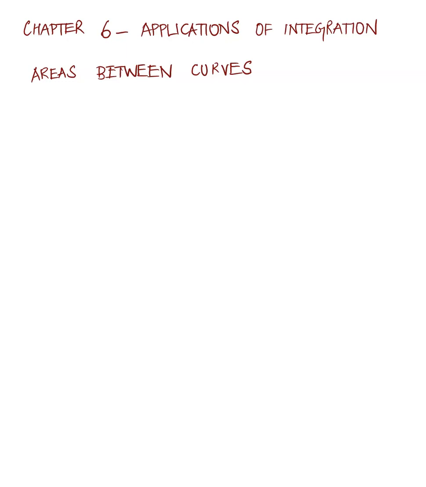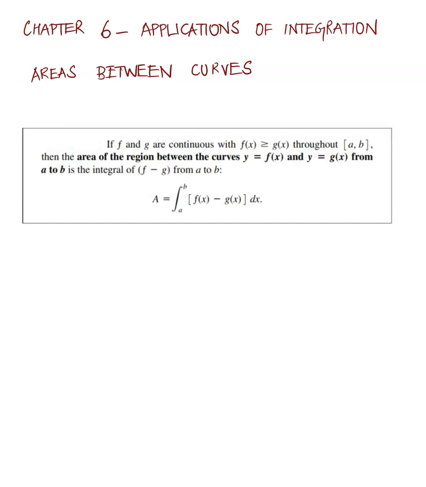So we begin with areas between curves. Let's start with the definition. If f and g are continuous with f of x greater than or equal to g of x throughout the closed interval a to b, then the area of the region between the curves y equals f of x and y equals g of x from a to b is the integral from a to b of f of x minus g of x dx. It's really not complicated, but it's kind of wordy, so we might find it a little challenging. So to help you here, let me give you a visual of this.